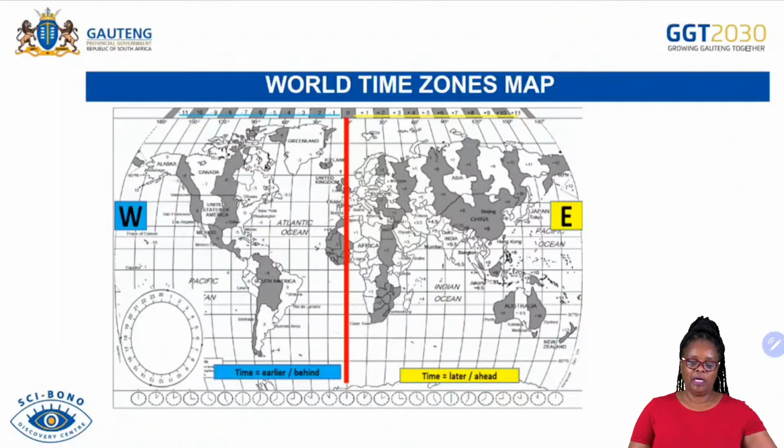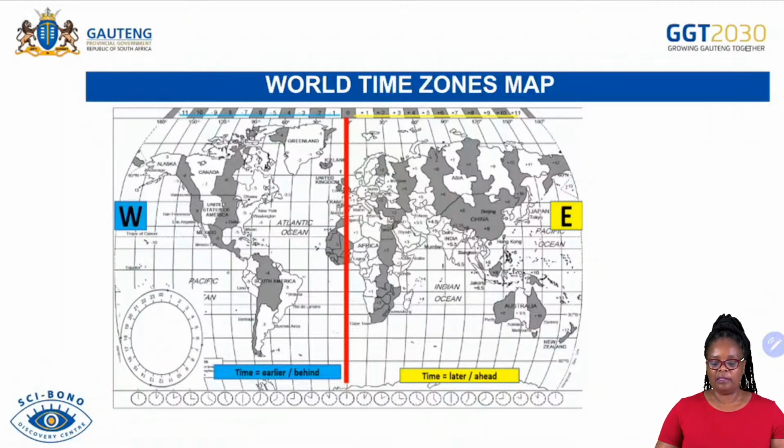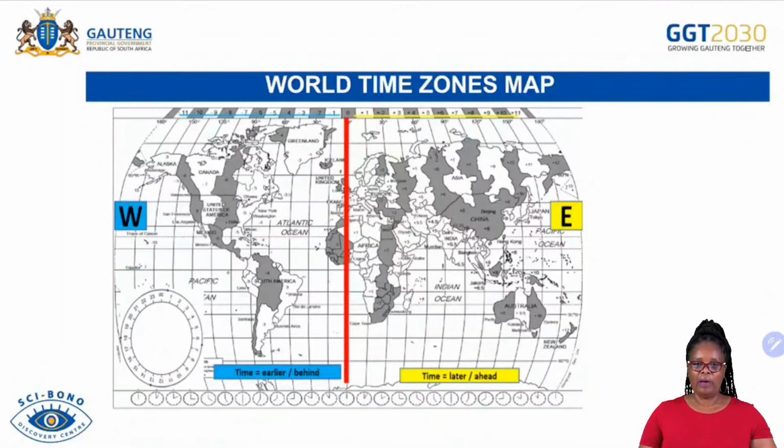I want us to look at our map again. This is a world time zone map. Let's look at our map. This map is the one that will be given. It will be provided to you in your question paper, whether you are writing a control test, where you will be given this by your teachers. In the final and the prelims, it will be attached inside the question paper. This is the map. Look at the map.